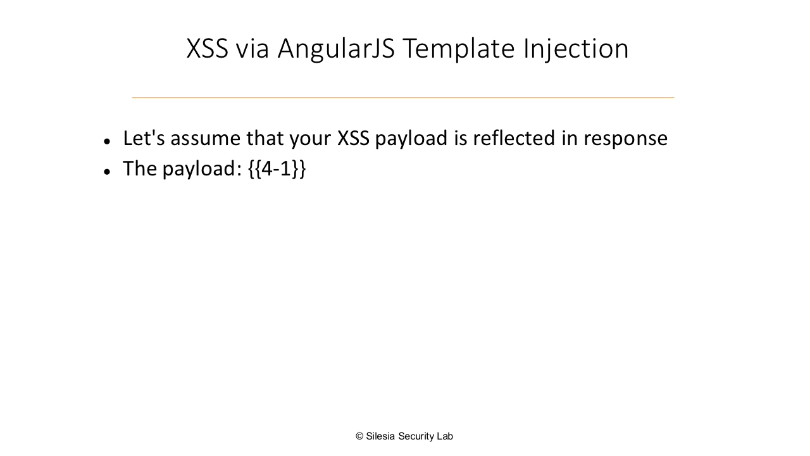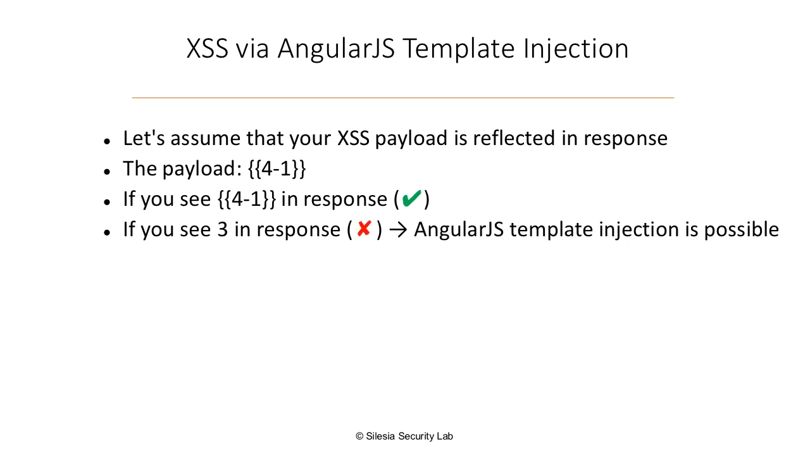Then you've got two options. You can either see exactly the same in response, so double curly brackets and 4-1 inside. And when you see something like this, then it means that everything is fine from a security point of view here. Or you can see just 3 in response, and it indicates that definitely something is wrong here, and that the so-called AngularJS template injection is possible. Let me now tell you a little bit more about this.